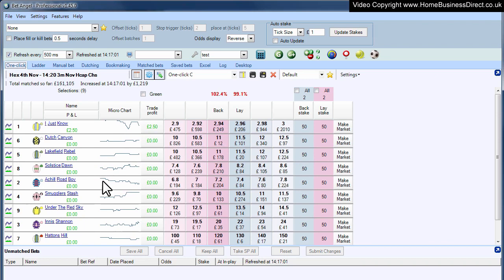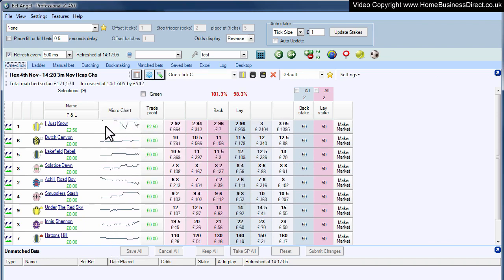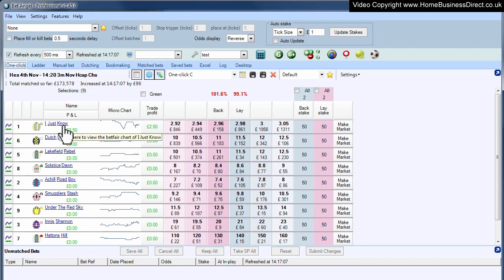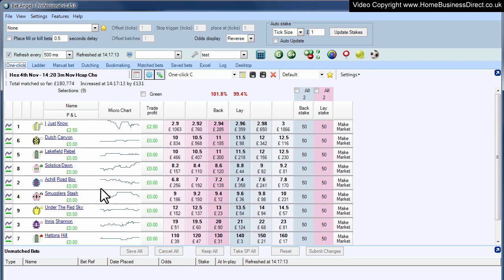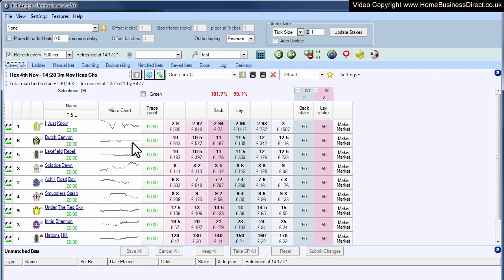The idea of this is that you're looking for a static line on the micro chart, so no activity. If you look at I Just Know here, you'll see it's quite erratic, it's going up, it's coming down, and that is not a static line. If you look at Dutch Canyon, which is the second favourite, you'll see it started as a static line, the price increased and decreased, and it's becoming static again. So this could be an ideal opportunity for a make market trade.